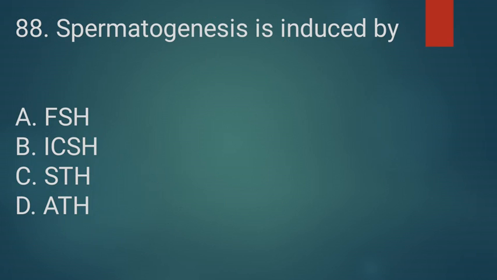Next question. Question number 88. Spermatogenesis is induced by. Here we have to mention the hormone. Options are option A FSH, option B ICSH, option C STH, option D ATH. This is a direct question. Spermatogenesis is induced by follicle stimulating hormone, that is FSH. So here option A FSH is the right answer.